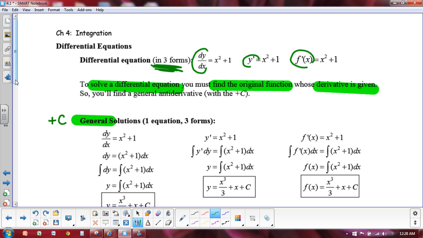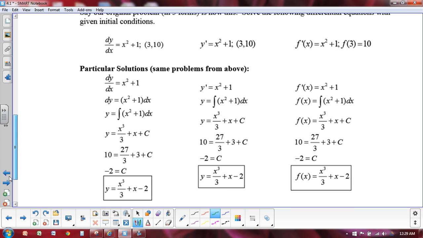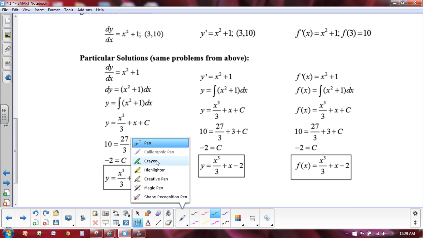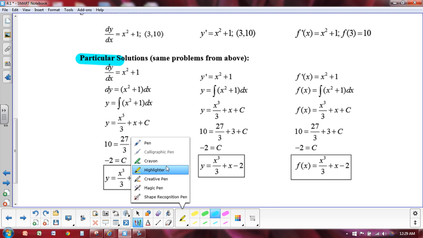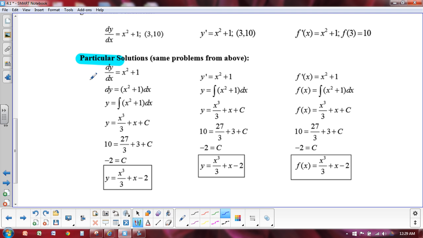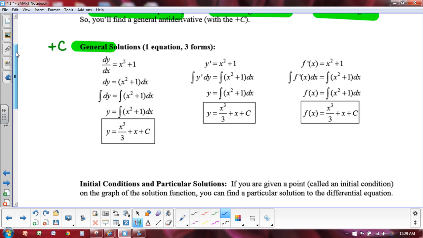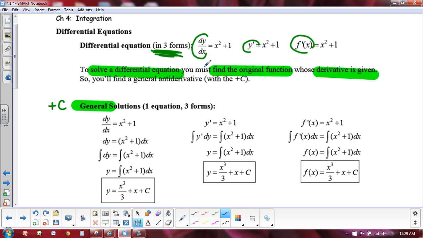Then we're going to do all this same work down here at the bottom to figure out a particular solution. And that's where you're going to find the plus c. Find a specific value for c. Let's start with general first. So we have all these different representations for the derivative, and you're trying to find the original function. They've shown a bunch of steps here.